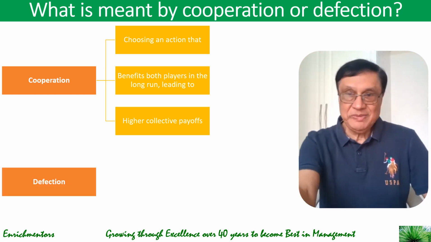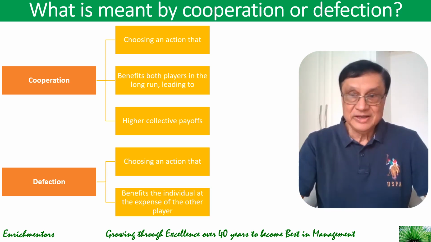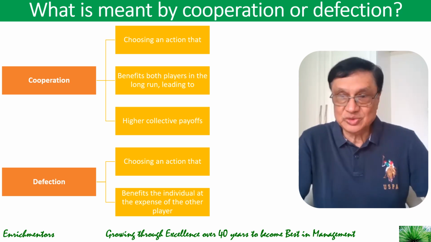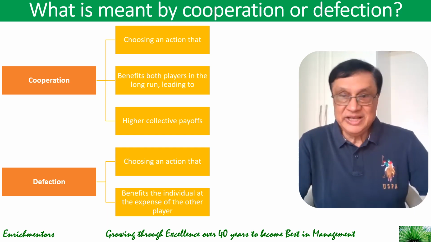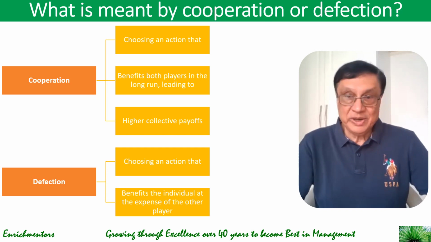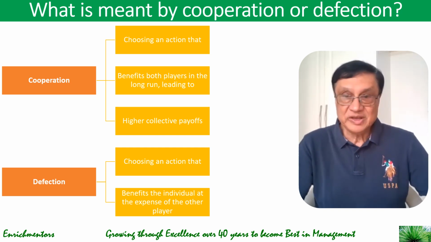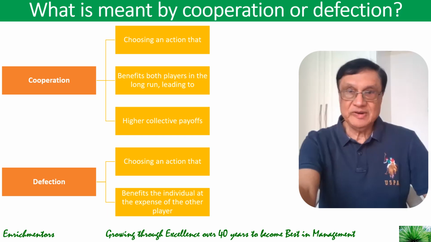A defection basically means choosing an action that benefits the individual at the expense of the other player. You are being selfish here, so to say, and it's a win-lose situation. In the prisoner's dilemma, defection would involve betraying the other player, leading to a higher immediate payoff for you as the defector, but a worse outcome if both defect. So that's what we mean by cooperation and defection.